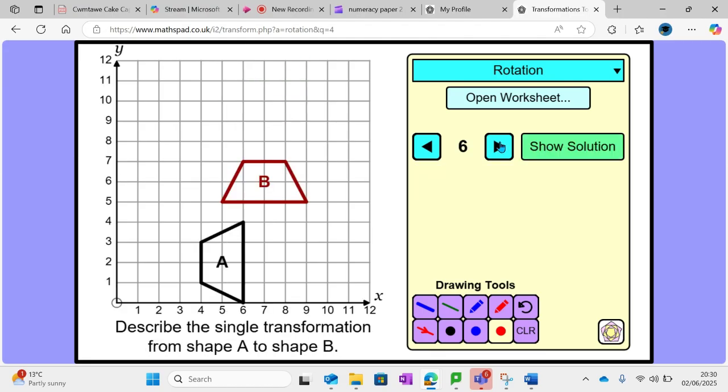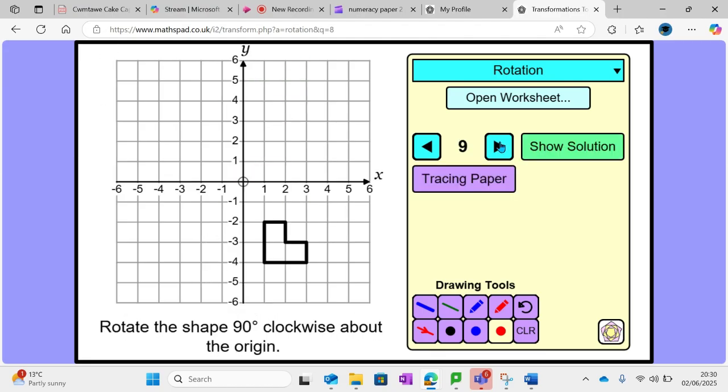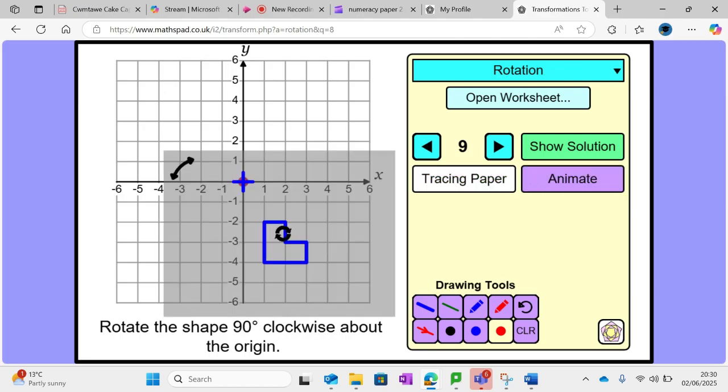The other one I'm going to look at is number 9. I thought this was quite nice. Rotate the shape 90 degrees clockwise about the origin. The origin is a posh way of saying the point (0, 0), which is right there in the center. Again, we're going to trace that point and trace the shape.